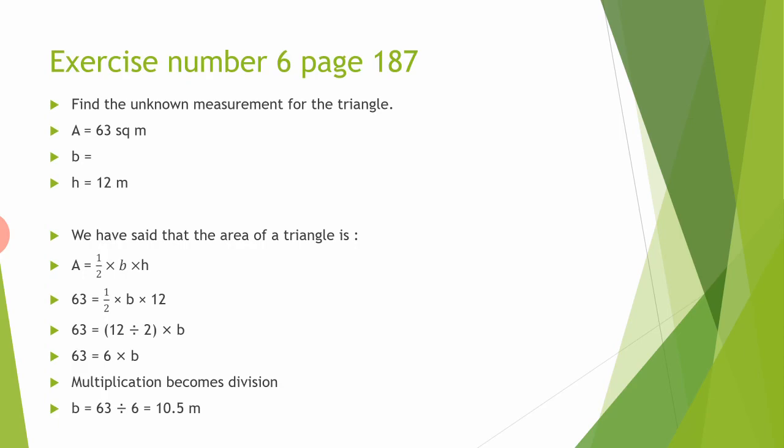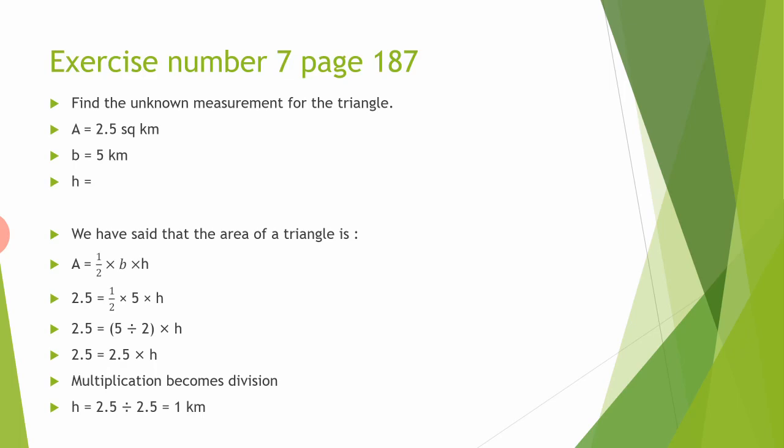Exercise number 6, page 187. Here we have a triangle, we have the area and the height. We make the same steps of the last two exercises. We have said that the area is a half times base times height. So we put in the place of the area 63, in the place of the height 12. So 63 is equal to a half times base times 12. A half times 12 is 12 divided by 2, that is equal to 6. So 63 is equal to 6 times b. Multiplication becomes division, so b is equal to 63 divided by 6, equal to 10.5. So the base is equal to 10.5 meters.